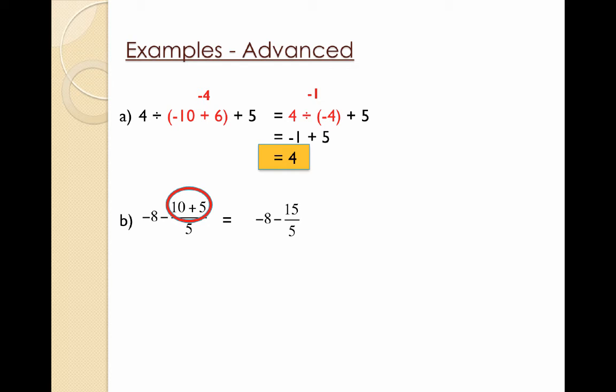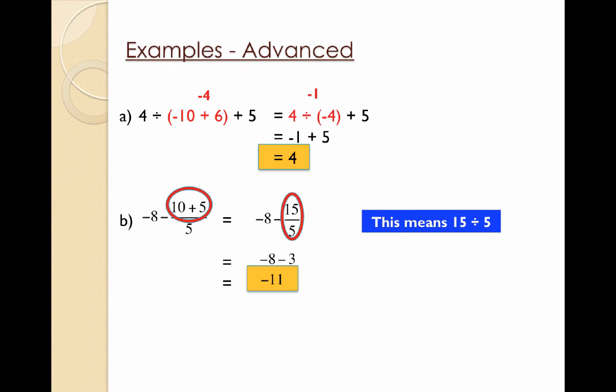So this now becomes -8 take away 15 over 5. And that 15 over 5 means 15 divided by 5. So I'm going to need to do that before I do any subtraction. This question becomes -8 take away 3, because 15 divided by 5 is 3. To finish up, -8 take away 3 gives me a final answer of -11. Those are two pretty hard questions, but if you could follow it, you should try the questions in your exercise to get some good practice out of it.